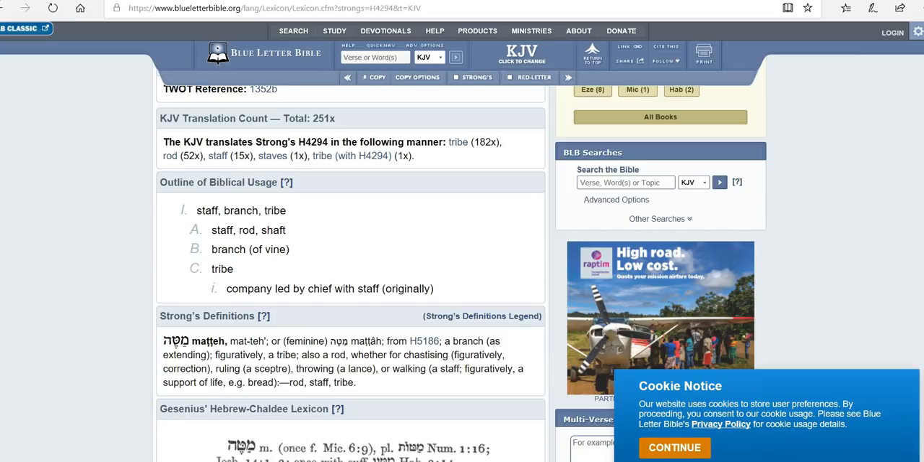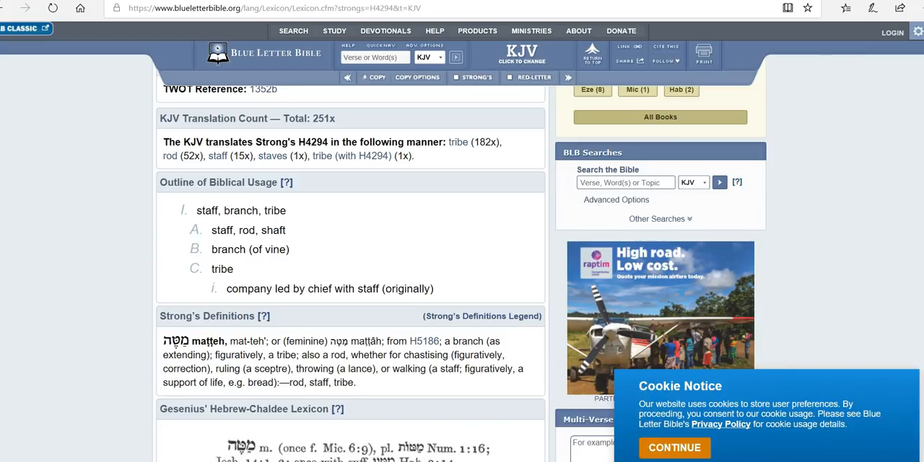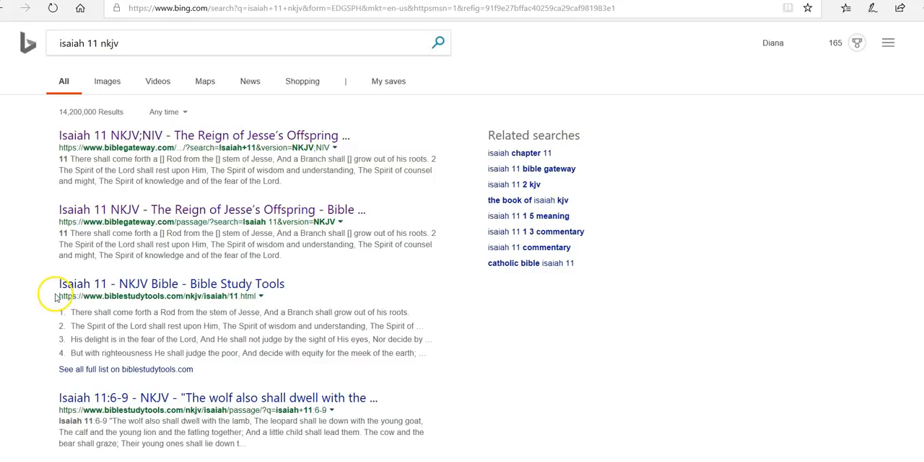Let me see if I've got Isaiah 11 pulled up. I may not. Let's just pull it up right here. Because of the branch and the rod, right? The root of Jesse, right? Let's just pull it up. I hope my internet's running. We've just come through a hurricane. Here we go. Isaiah 11.